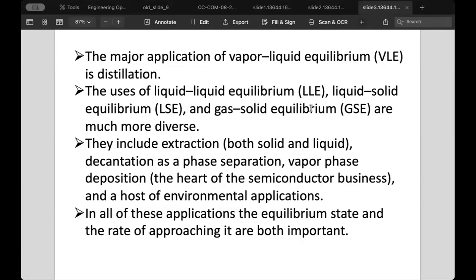Everything is separation, right? Can you be more specific? Liquid extraction. Yeah, that is one thing. What about liquid-solid? Leaching. Yeah, crystallization also, right? Also extraction, where you use liquid to extract something from solid. Okay, there's an example.